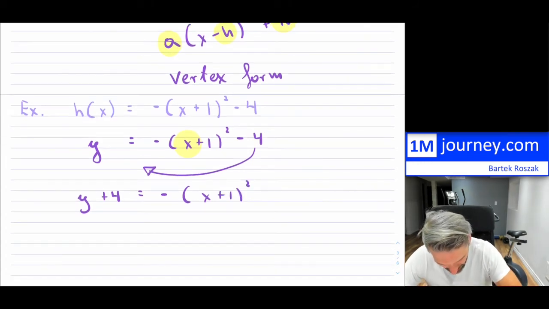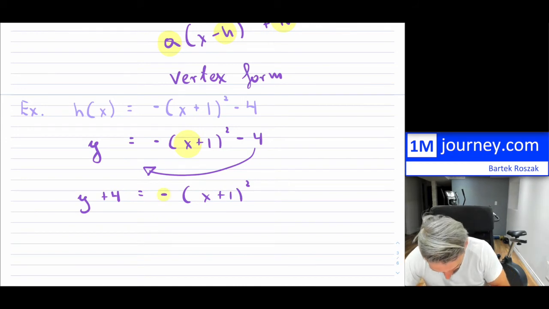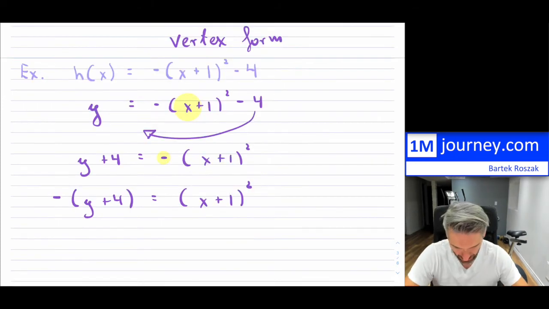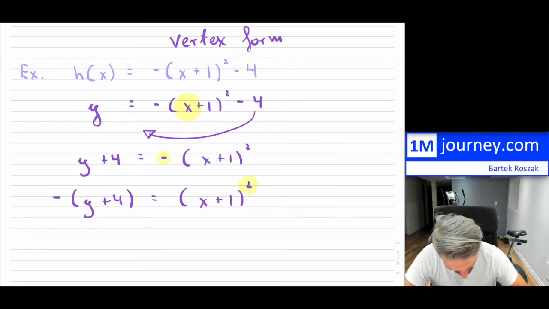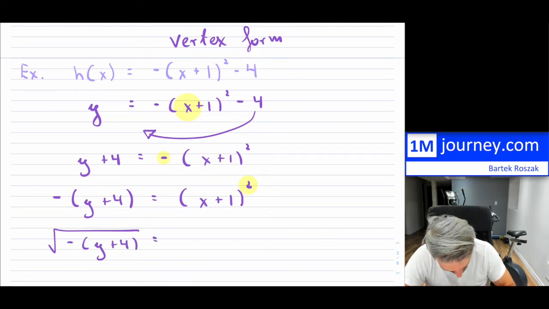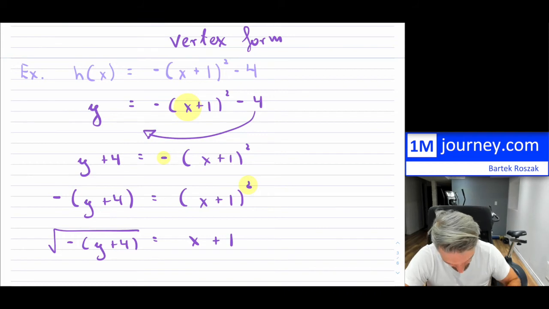Now I'm going to be dividing by this -1. So that's going to give me y plus 4, okay, so that negative is going to switch over on the other side. Now that we have that, now we can take the square root of both sides. So if I take the square root of both sides, I'm going to get the square root of negative (y plus 4) is equal to x plus 1.